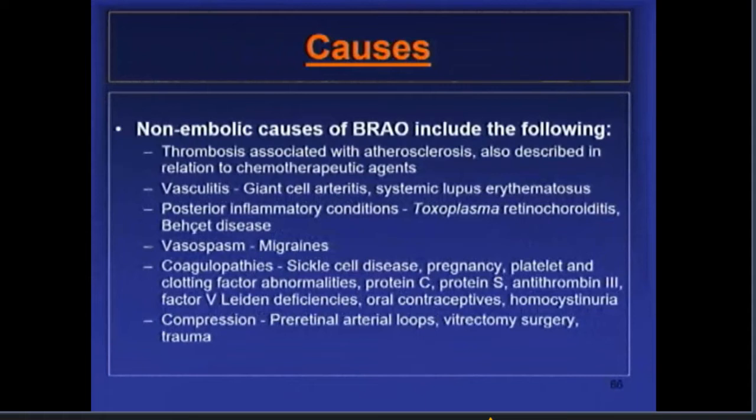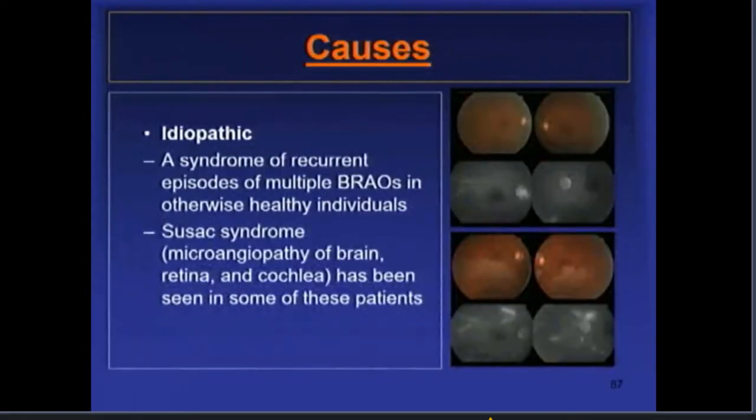Non-embolic causes include thrombosis associated with atherosclerosis and those described with chemotherapeutic agents. As we see, we have vasculitis like SLE and giant cell arteritis. We have posterior inflammatory conditions like toxoplasma. Behçet disease might be associated with vascular occlusions, branch retinal artery occlusion, and vasospasm, an example for that being migraine. And then coagulopathies in general, like sickle cell disease, pregnancy, platelet and clotting factor abnormalities, are considered to be major causes, and compression like periarterial loops, vitrectomy surgery, and trauma could be considered causes of branch retinal artery occlusion.